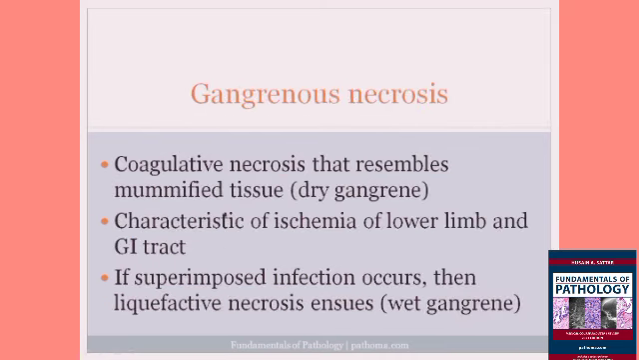Another type of necrosis to be familiar with is gangrenous necrosis. This is basically coagulative necrosis, but when you look at the tissue grossly, it resembles mummified tissue.